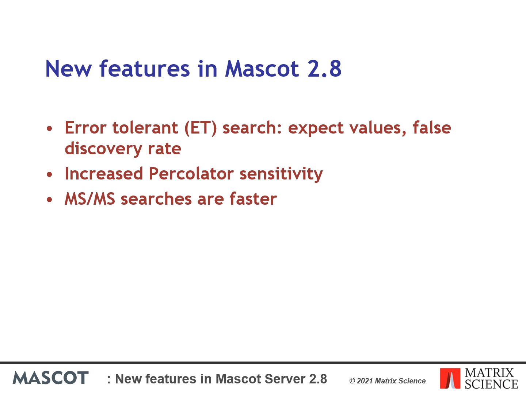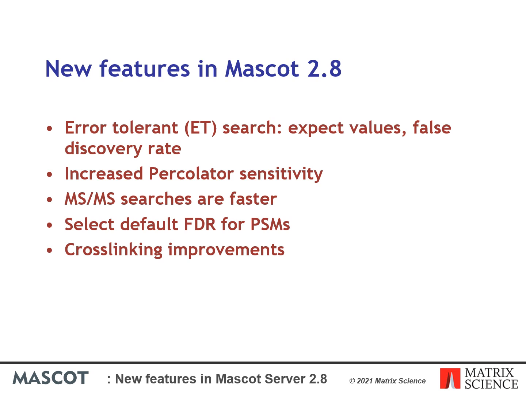PSM database searches in the new version are about 20 to 30% faster with medium to large searches. This is due to removing disk access bottlenecks. You can now choose a default false discovery rate for peptide spectrum matches when you submit a search. We've added a configuration editor for crosslinking methods, as well as exporting cross-linked search results in CSV and XML format. The speed and memory usage of cross-linked searches has also been improved.